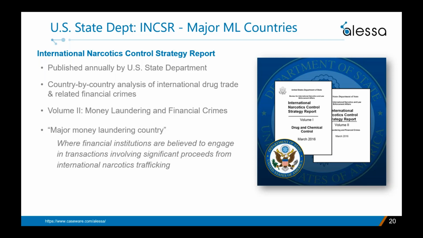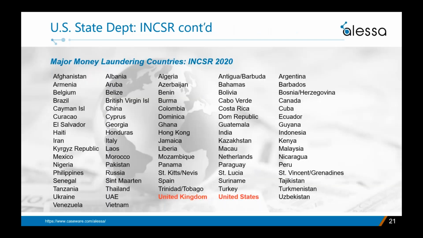What we're most interested in is Volume 2, which is called Money Laundering and Financial Crimes. The US government researches and reports findings on each country's laws and regulations to prevent narcotics-related money laundering. Those that are designated as a major money laundering country are those where their financial institutions are believed to engage in transactions involving significant proceeds from international narcotics trafficking. Now keep this in mind when you see the list of these countries.